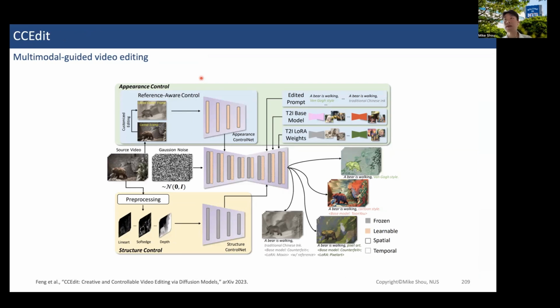There are also other works along this line of ControlNet, and they provide different kinds of controls and put them together. For example, CCEdit has an appearance ControlNet, and also a structure ControlNet, using conditions like depth, soft edge, etc.